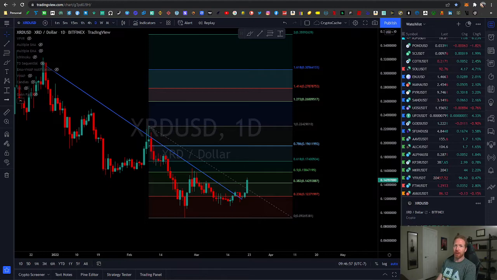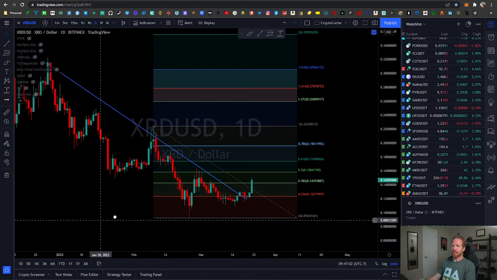We're going to take a look here at Radix, or Radix. I'm not sure how you say that, but XRD is essentially the ticker symbol we're looking at here.